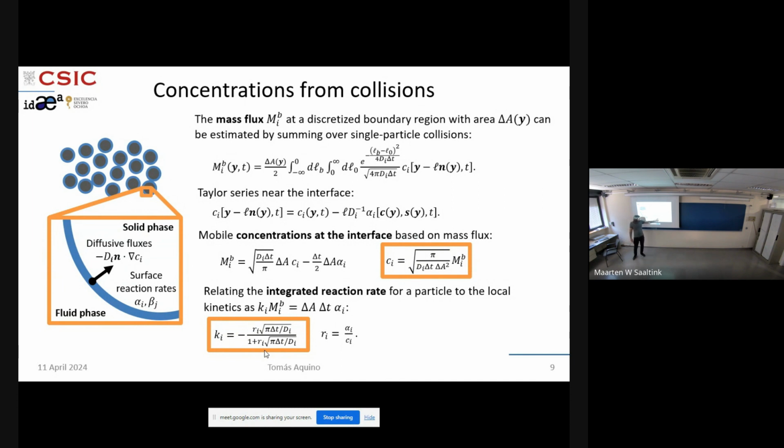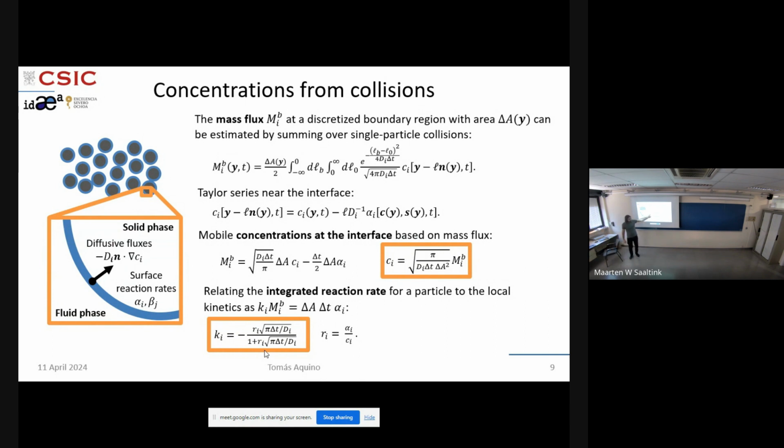But of course, these things depend on the concentrations, but you can get your concentrations from your fluxes that you know from your usual particle tracking simulation. That's it, that's all there is to it. Now with this, this is the cool thing, right? You can get from single particle collisions an estimate of the local concentration. So the problem is nonlinear. You need to care about all the particles that hit the surface, but you can look at them one by one.